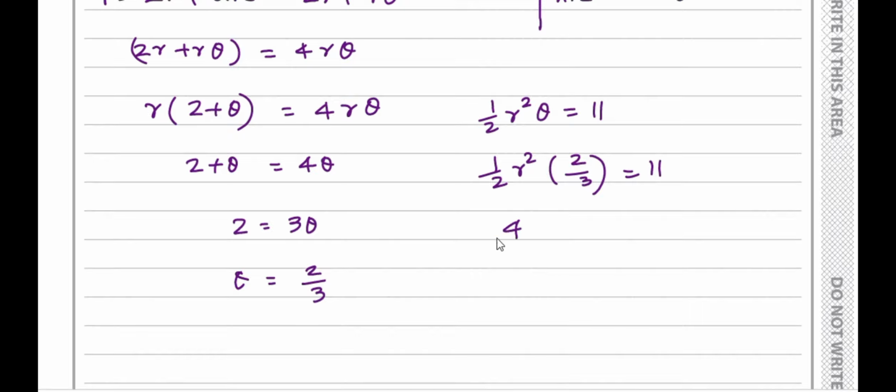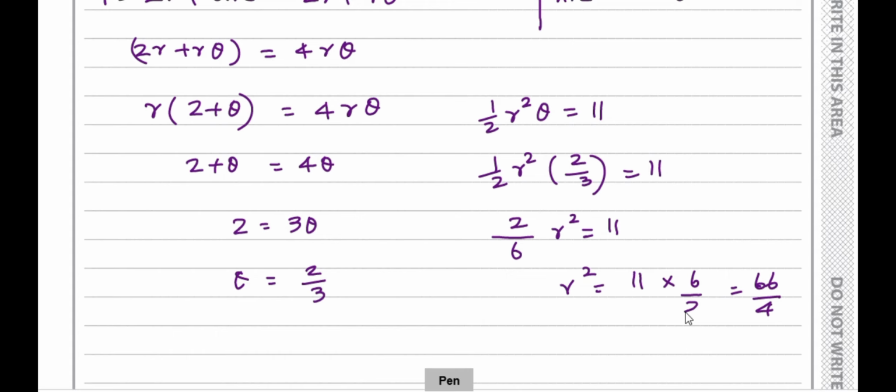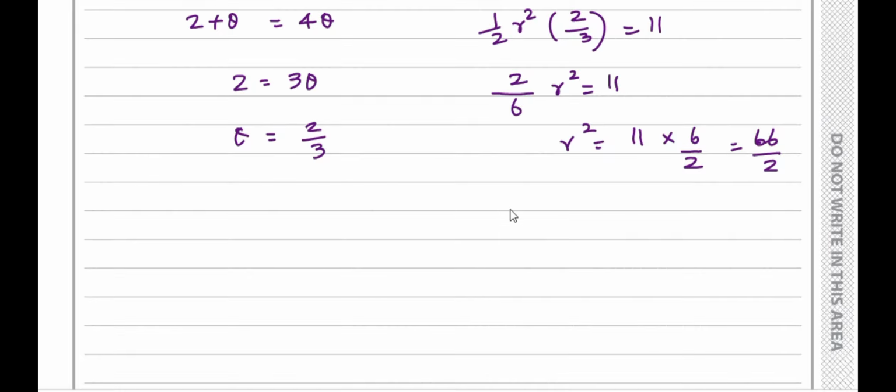Okay, that means 2 over 6 r square is equal to 11. Therefore, r square is equal to 11 times 6 over 2, which is 66 over 2. So further simplifying, we can get r equals square root of 66 over 2, which is square root of 33. No need of writing plus or minus because radius can only be positive.